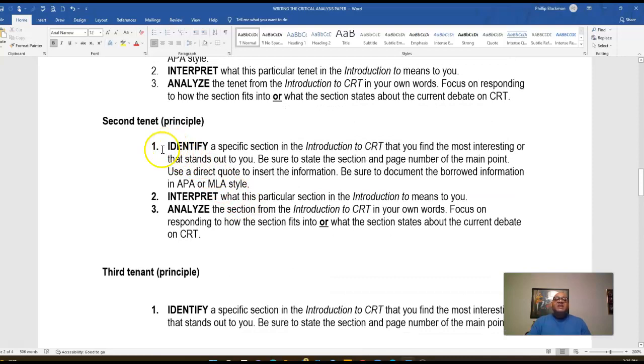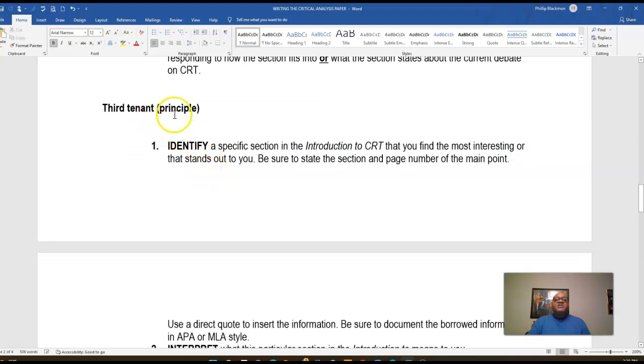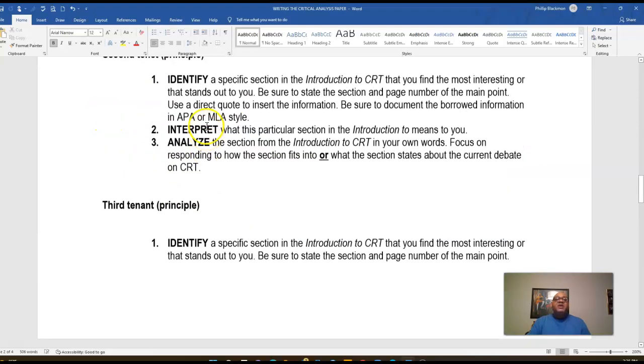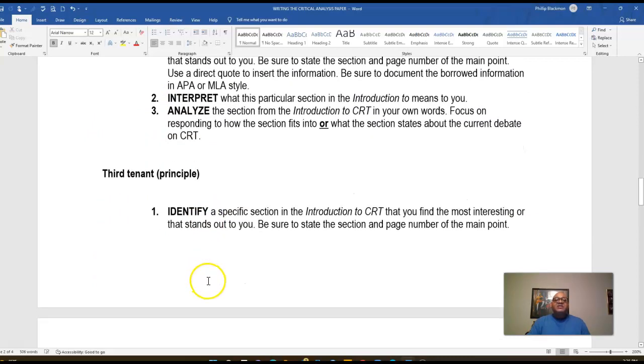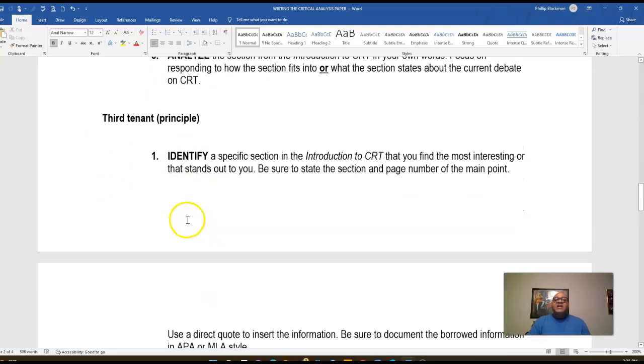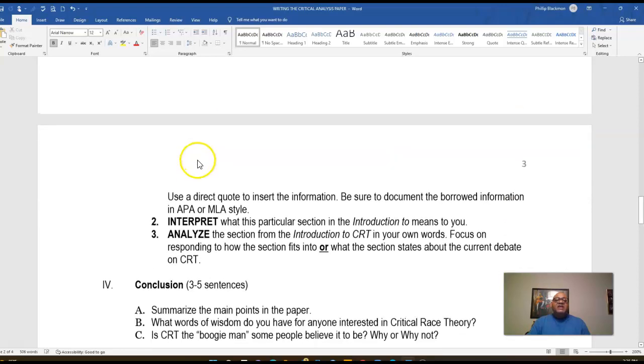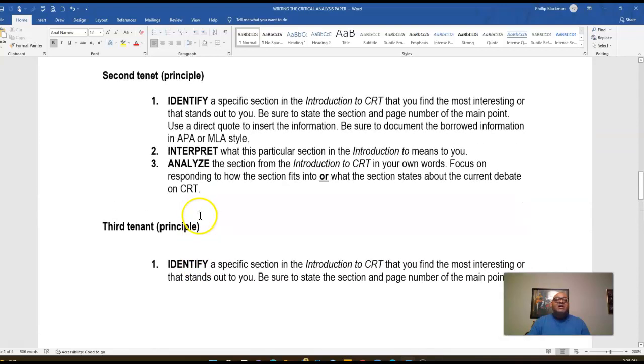Do the same thing. Identify, interpret, analyze the second tenet. Move on to the third tenet. And again, remember, keep your subheadings, second tenet or principle, third tenet, principle. This information has to be there. You're going to do the same thing. You're going to identify, interpret, and analyze.